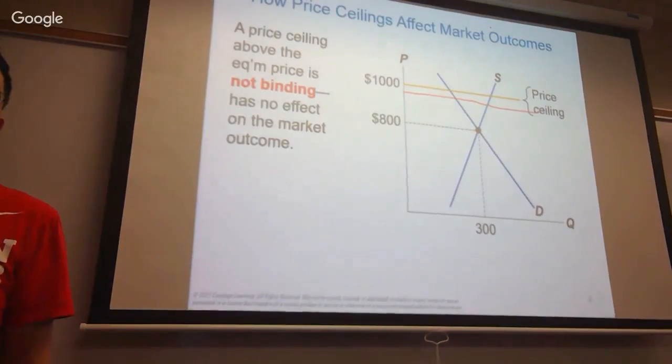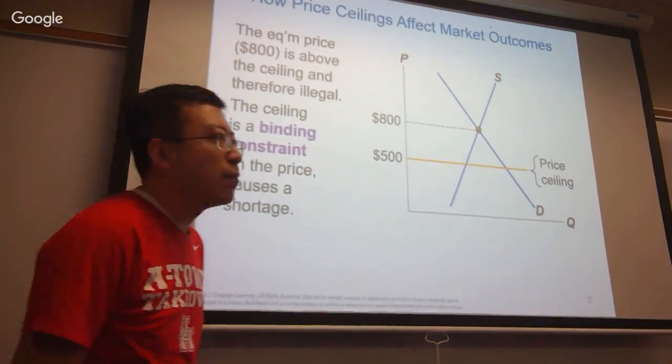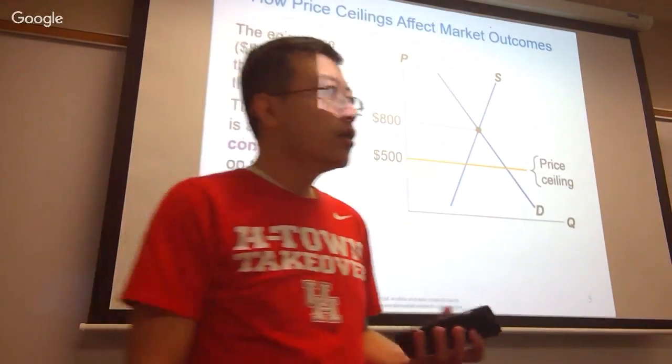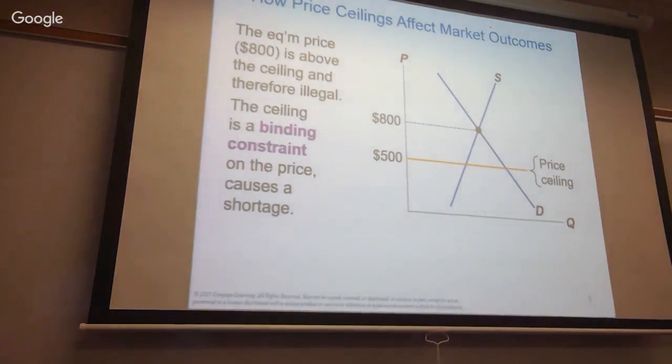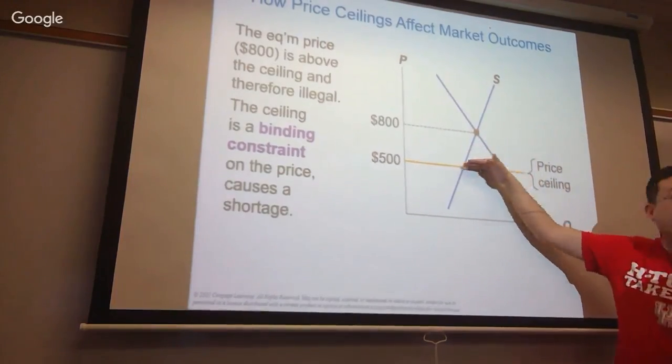Now let's make it binding. If your price ceiling is below equilibrium, this is called a binding constraint, because it will cause a change in the economy. So when the price ceiling is below equilibrium, we call this a binding constraint. Now that means our old price of 800 is not good anymore, because the old price 800 is actually breaking our law over here. The law says the maximum is 500. So once you have a binding constraint, your price will come down to 500.